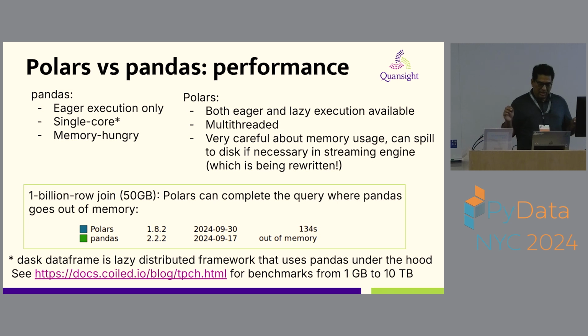But the eager execution is what is going to cause pandas to not do well at scale. And what eager execution means is, as soon as you ask pandas to do something, it does it. If you ask it to read a CSV or read a Parquet file, it immediately reads it. If you ask it to take an average on a column, it immediately takes the average. If you ask it to do a sum, it immediately takes the sum. Polars is both eager and lazy.